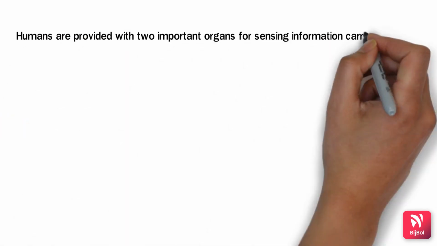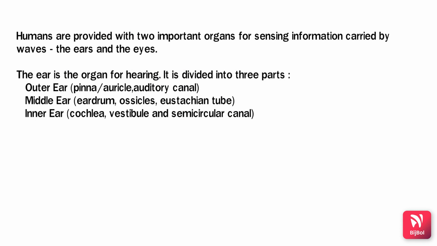The topic for discussion is anatomy of the ear. Humans are provided with two important organs for sensing information carried by waves. Those are the ears and the eyes. The ear is the organ for hearing. It is divided into three parts: the outer ear, middle ear, and inner ear.